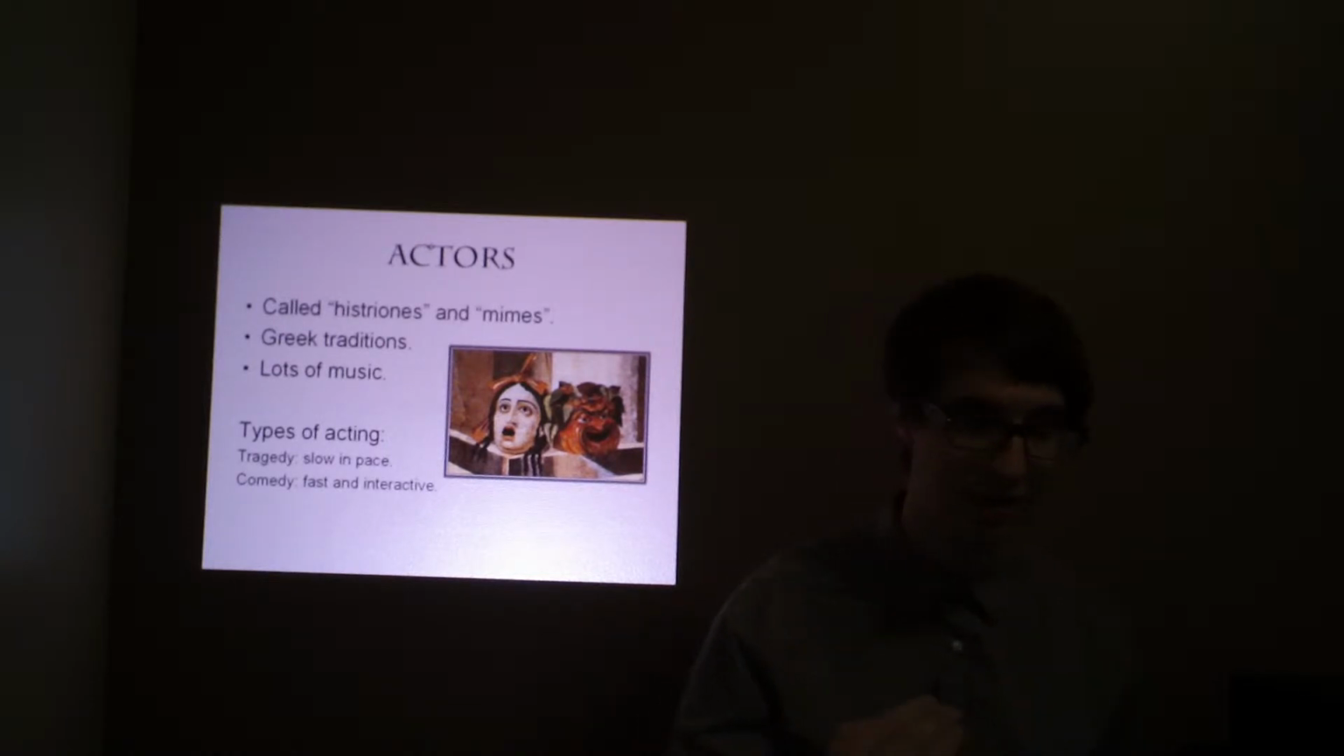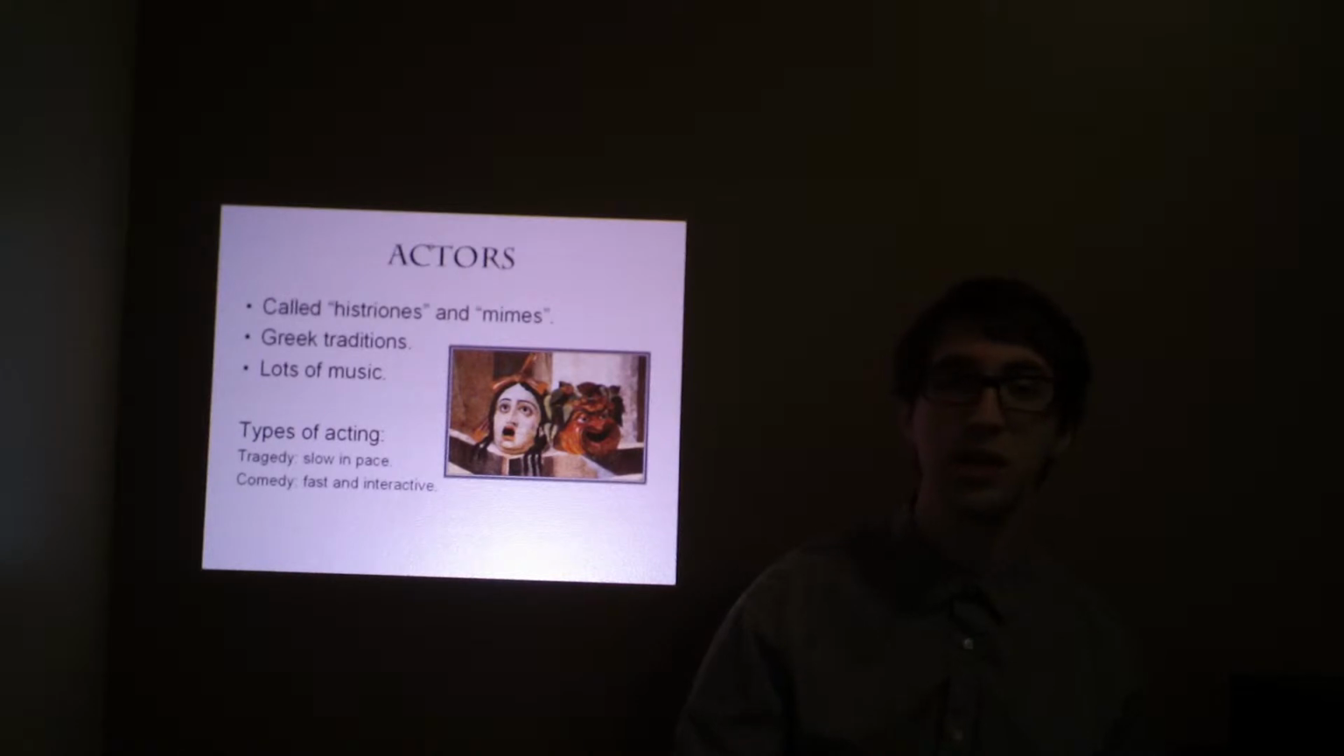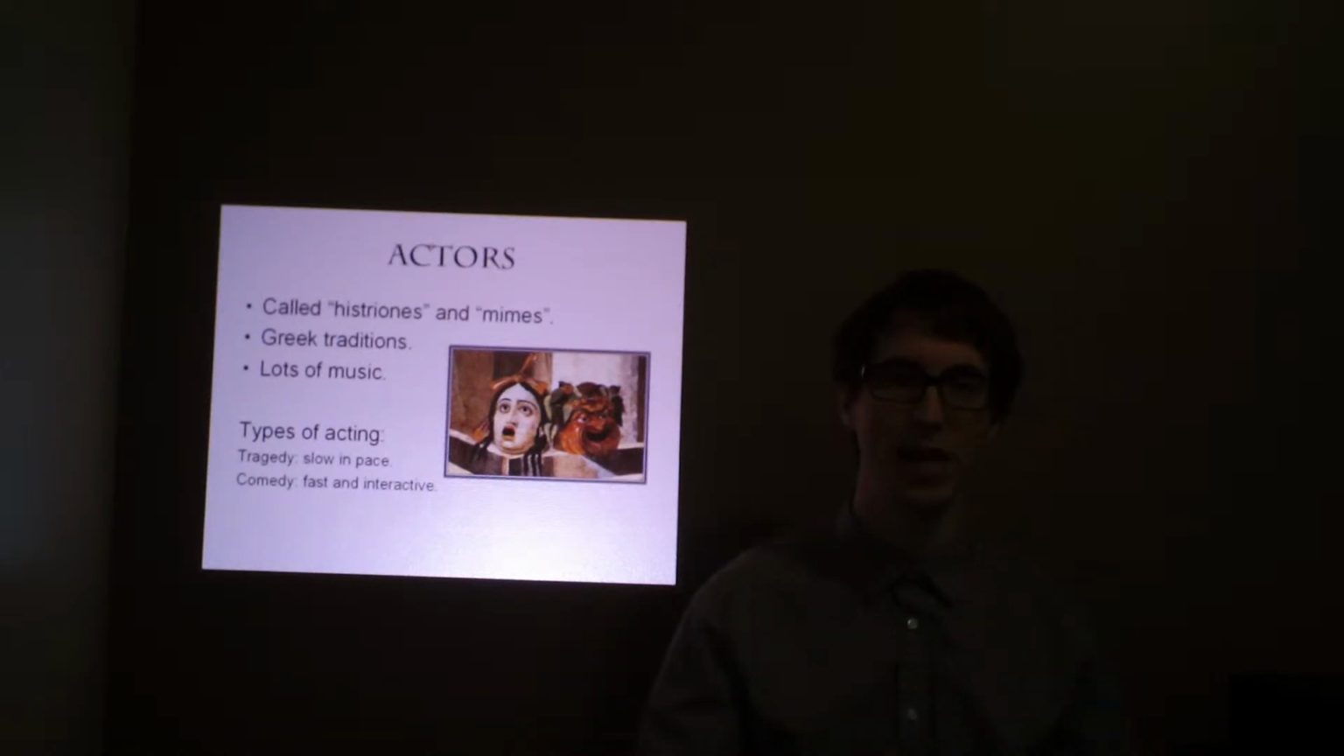Now, acting involved mainly two types of acting, the first being tragedy. Tragedy was a very slow acting form where actors would come out onto the stage in the amphitheater and deliver very slow performances, often without a lot of interaction with the audience.